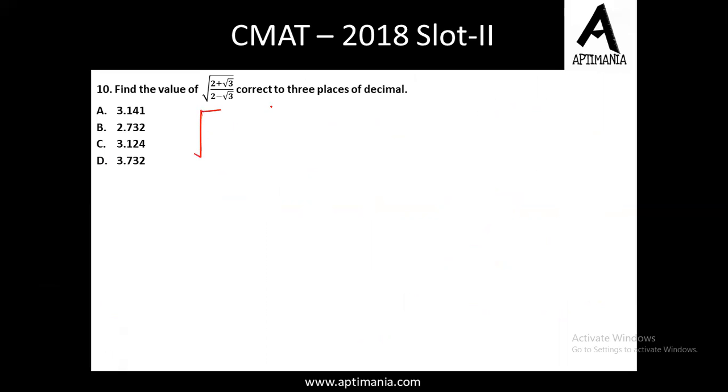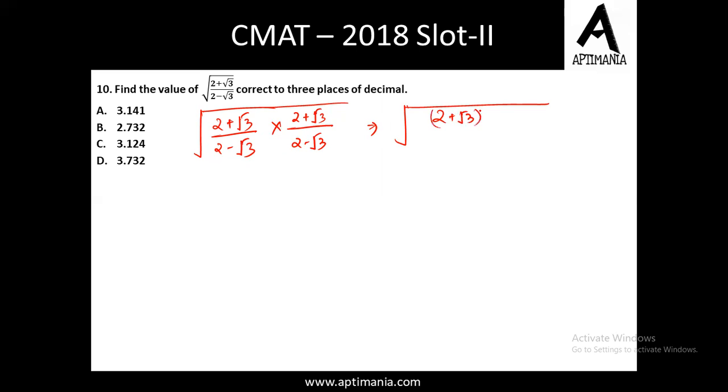So what we'll do is, it is given as root of (2 plus root 3) upon (2 minus root 3). Now in order to solve this, I'll rationalize this term by multiplying it by 2 plus root 3 in the numerator and denominator. So what we'll have is root of 2 plus root 3 whole square upon (2 plus root 3) and (2 minus root 3), which is a plus b, a minus b, which is a square minus b square. So this will be in the numerator 2 plus root 3 whole square.